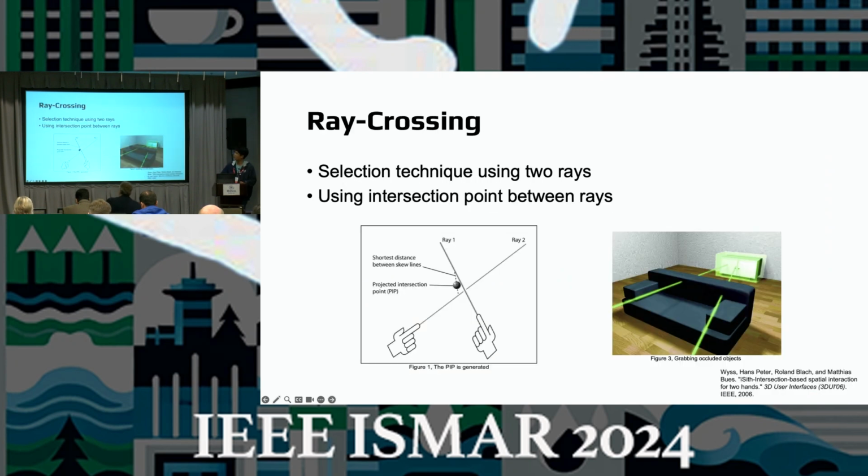We found the intersection-based bimanual technique called ISIS. This technique utilizes a crossing point between the 2 rays. This technique was studied for selecting occluded objects, but we focus on the possibility that it can select a point in a ray.